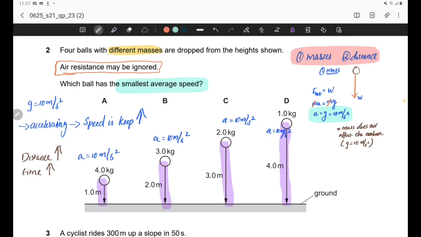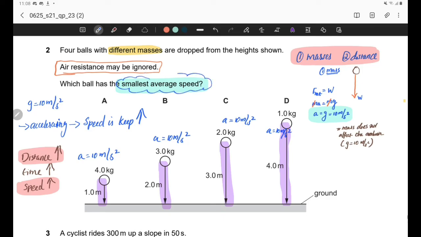So when time is more, the ball gets more time to accelerate, or more acceleration will be there. More acceleration means the ball will reach a higher speed at the end. So the ball which is falling from more distance will have more speed. Likewise, the ball which is traveling less distance will have less average speed. So here we need to find which ball has the smallest average speed.